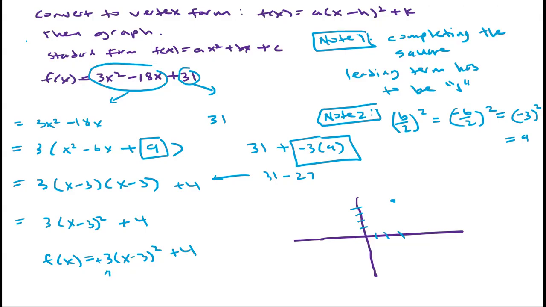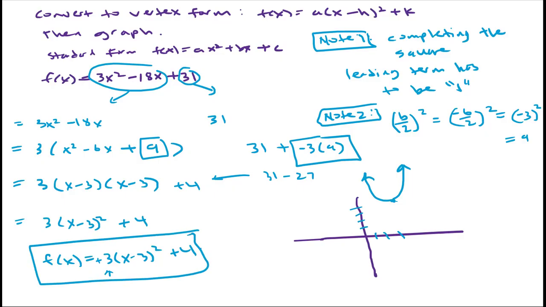And the 3 here means that we're going to stretch the parabola. Again, we just want to sketch. So here's our answer for part A, the vertex form. And this is our answer for part B, the graph of that.